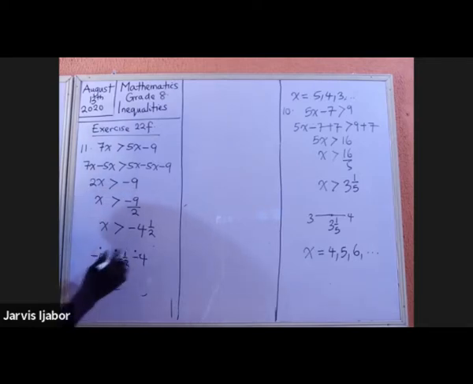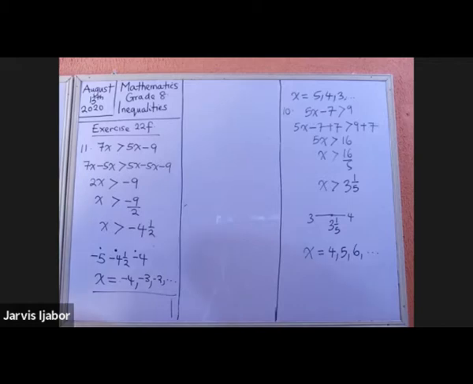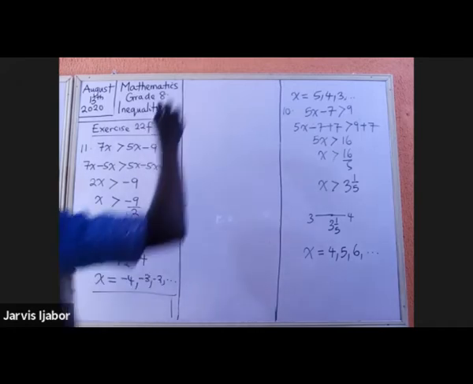So with this, it means that because x is greater than this, x will now be equal to what? Negative 4, negative 3, negative 2, and so on, 3 dots. And that settles that. Are you seeing that? That's for question 11. So let's go to question 12.